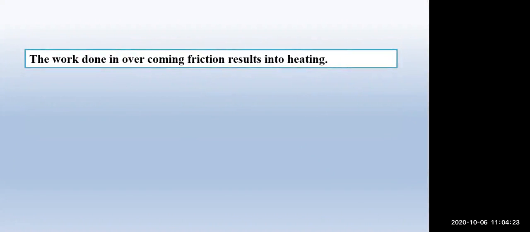Work done in overcoming friction results in heating. If you rub your two hands, you find that after some time they get heated. Why are they heated? Because of friction. You have to apply some external force to overcome friction, so that work goes into heating of the surfaces.